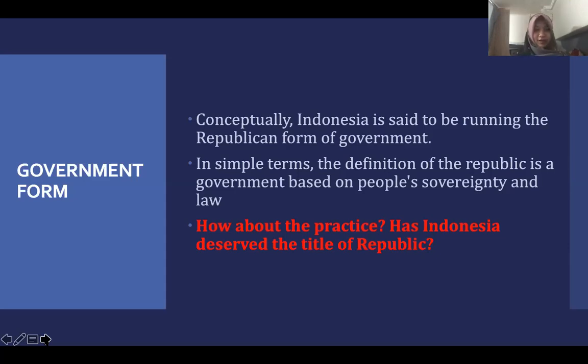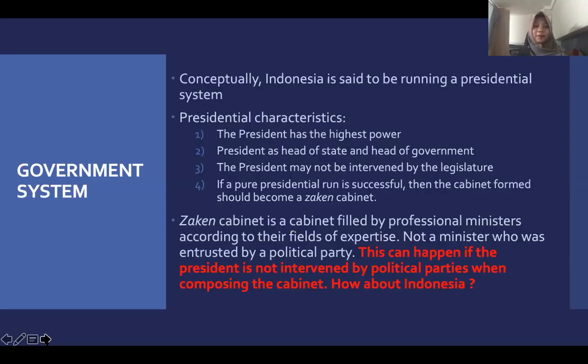If you see, or if you are looking at this situation now, please give your opinion about that. Okay, next one. Indonesia is said to be running a presidential system.